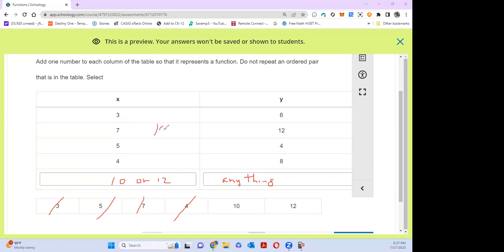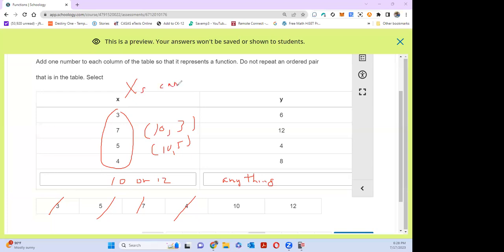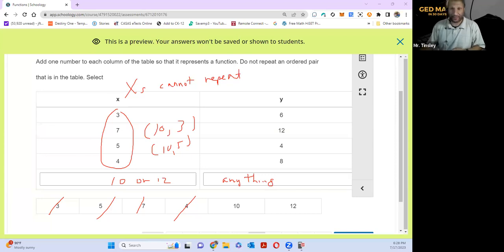So one or the other. It could be 10, comma 3. It could be 10, comma 5. It could be 10, comma 7, 10, comma 12. And it also could be 12, comma 3, 12, comma 5. The important thing you got to remember is your X's cannot repeat. Your Y's could be anything as long as you don't repeat an ordered pair. So once you pick that 10, your Y could be anything: 3, 5, 7, 4, 12. If you pick X is 12, it could be 3, 5, 7, 4, 10.